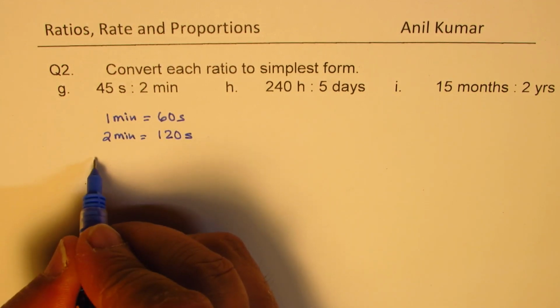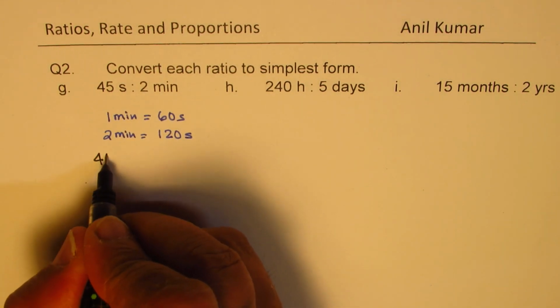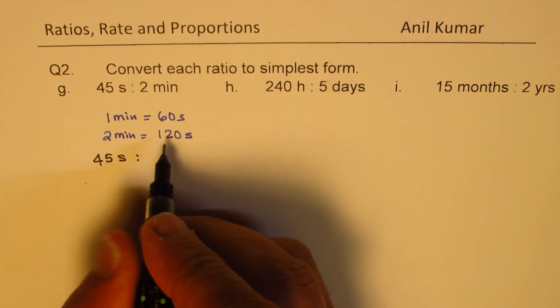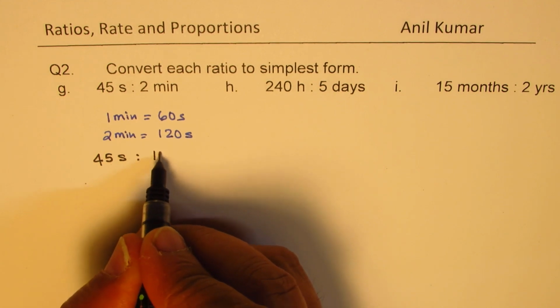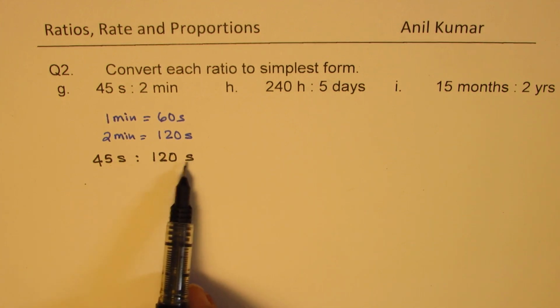So we could write this as 45 seconds to 2 minutes, which is 120 seconds. Right? So it's good practice to write them in the same units. Only then are we talking about ratios, right? So seconds and seconds can now cancel.